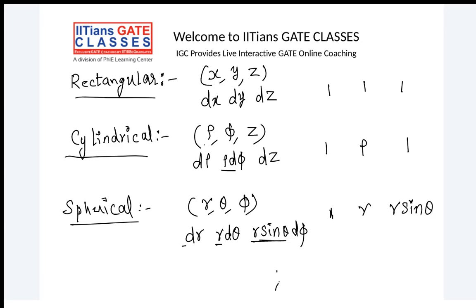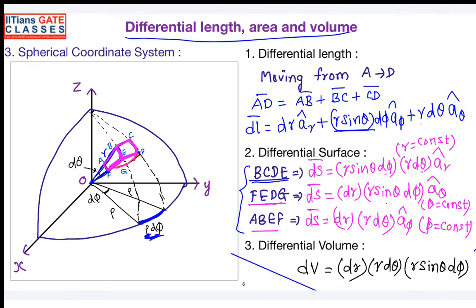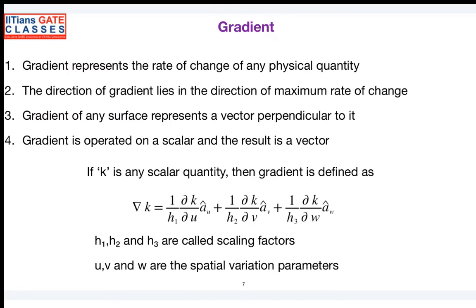So now we'll try to move on to the next concept, that is called the vector operators. There are several: gradient, divergence and curl. First, we'll see the gradient. So what do you mean by gradient? The gradient represents the rate of change of any physical quantity.